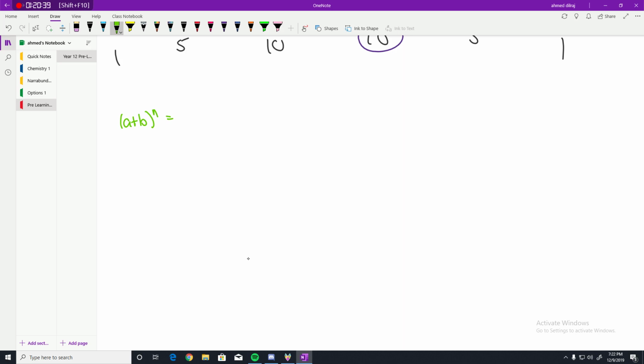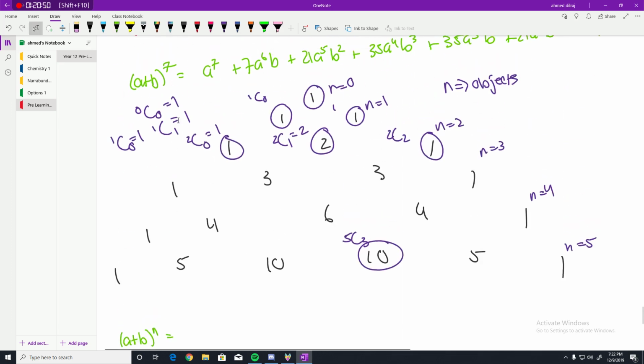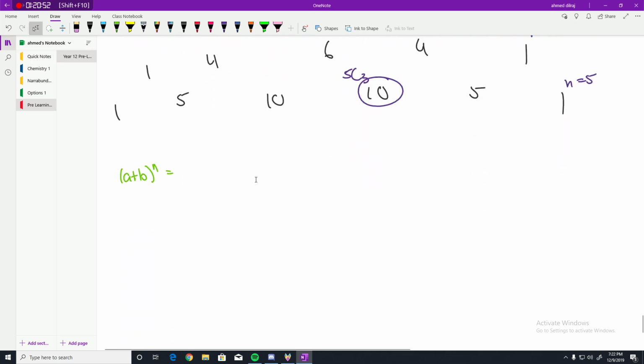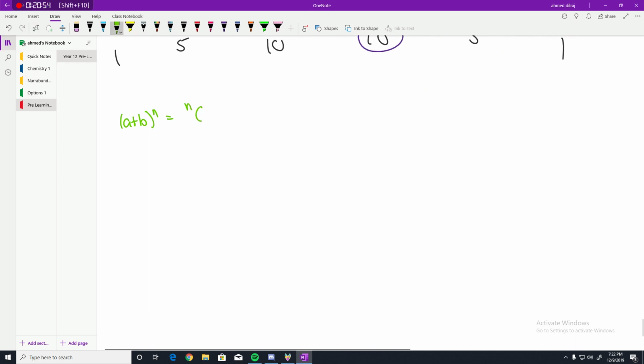It would be a to the power of n, plus some coefficient, a to the power of n minus 1, b to the power of 1. Plus... So over here, obviously, remember we have to consider our coefficients, right? So what we have to do is start with n choose 0, because we have no objects in the first line, right?